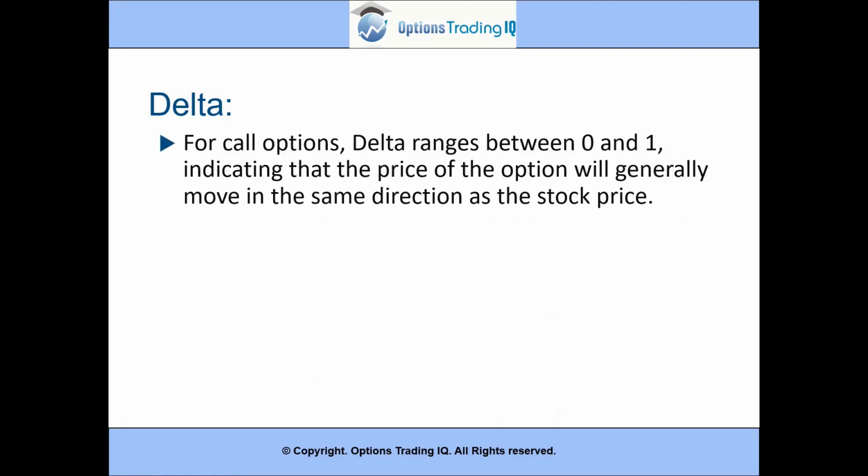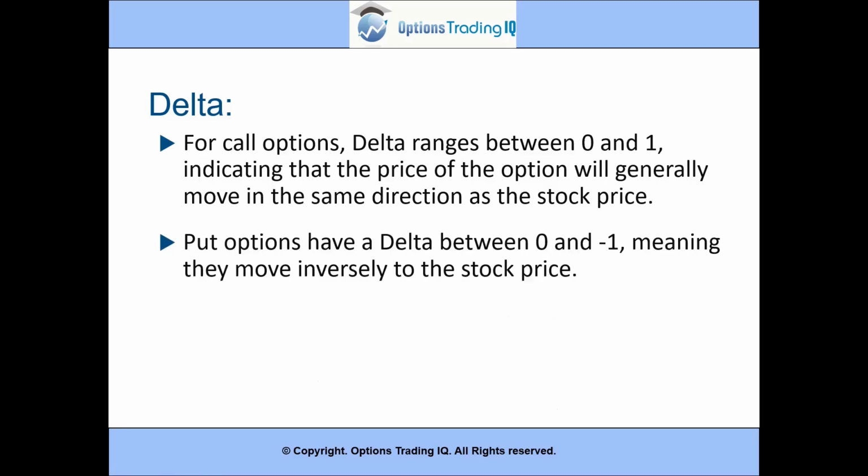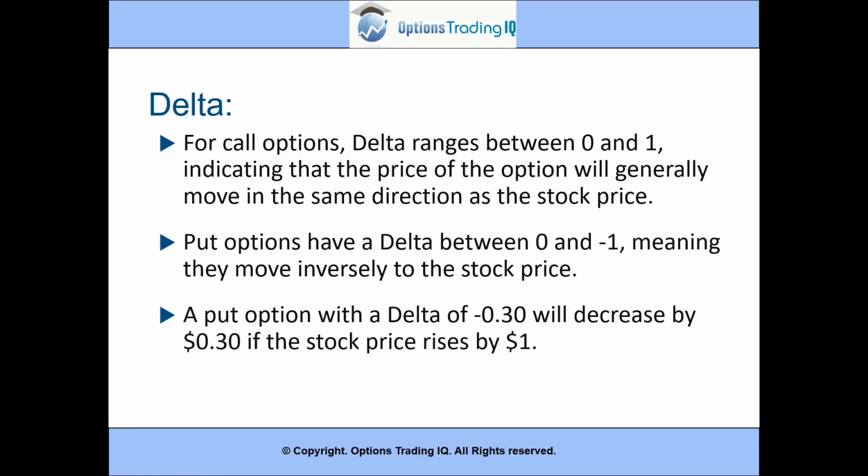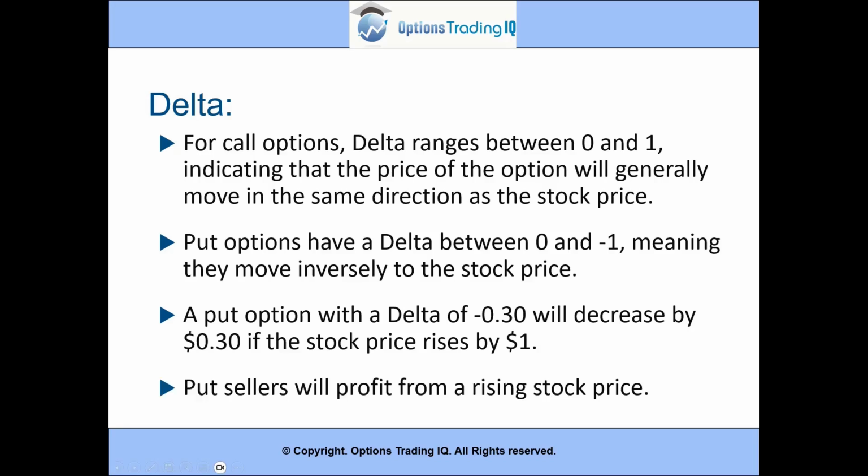For call options, delta ranges between 0 and 1, indicating that the price of the option will generally move in the same direction as the stock price. Put options have a delta between 0 and -1, meaning they will move inversely to the stock price. So if the stock goes up, the value of the put option will go down. A put option with a delta of -0.3 will decrease by 30 cents if the stock price rises by $1. Put sellers will profit from a rising stock price. That's very important to remember.